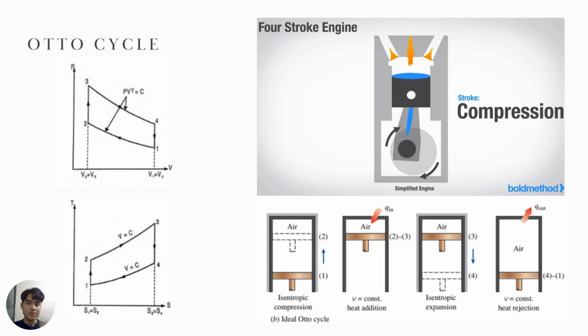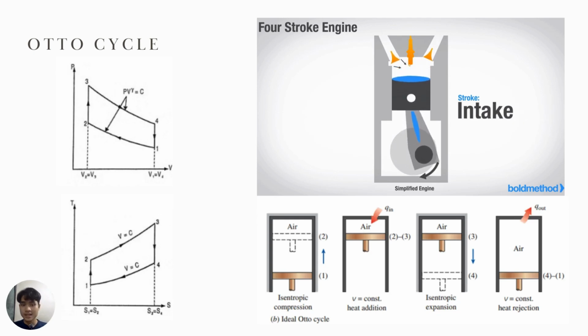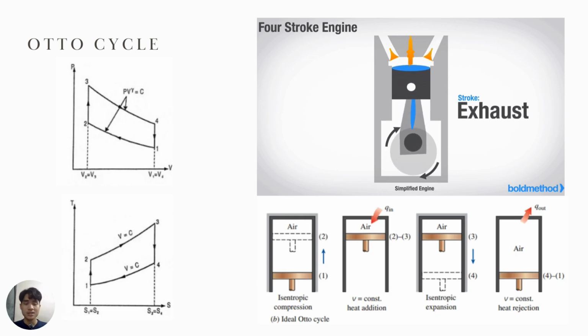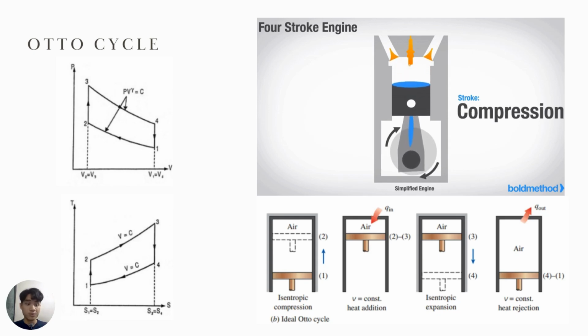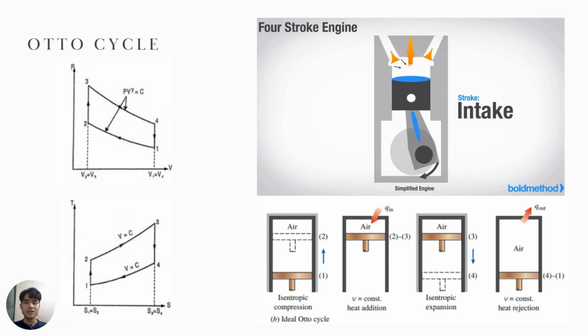Otto cycle consists of four processes, them being isentropic compression, isochoric heat addition, isentropic expansion, and lastly isochoric heat rejection. It will carry out all these four processes before it completes a cycle. Now, let me explain from the beginning.